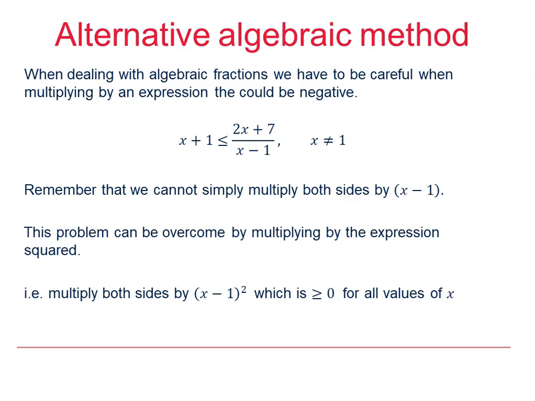Now an alternative way is to do something about the x minus 1 by multiplication, but remember we can't simply multiply by x minus 1 because that is sometimes positive and sometimes negative, and we wouldn't know which direction the inequality has to be then. But we can overcome that by making sure that we multiply by something which is always positive. And one way of doing that is to multiply by the factor squared.